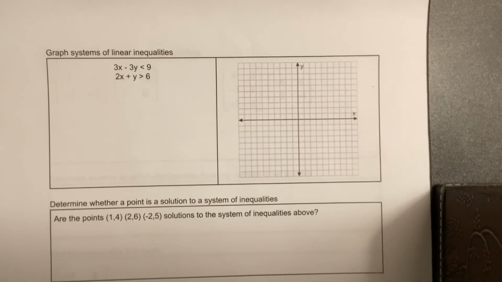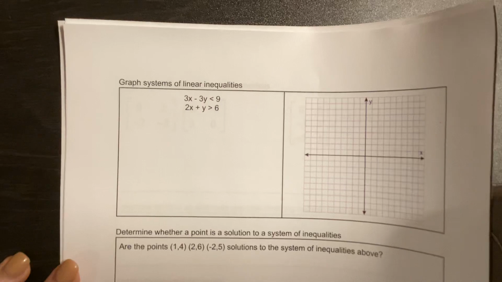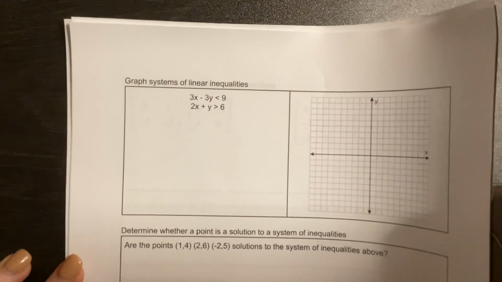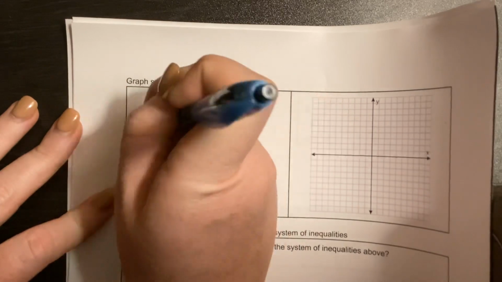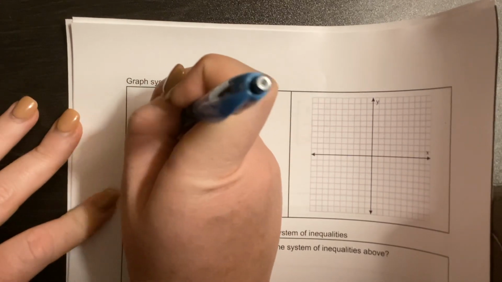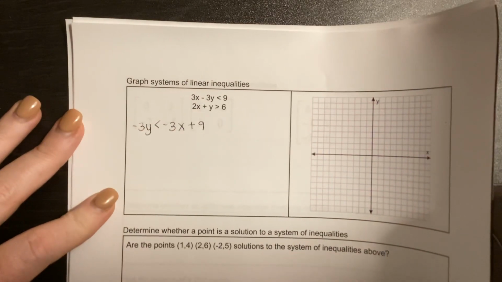Okay, next thing we're going to do is graphing systems of linear inequalities. So if you guys are going to graph a system of linear inequalities, you want to put it in y equals form. All right, so if I was going to put that top one in y equals form, I need to move my x to the other side, and then I'm going to divide by -3. So I'm going to get -3y is less than -3x plus 9. So that's me just taking that positive 3x and moving it to the other side.